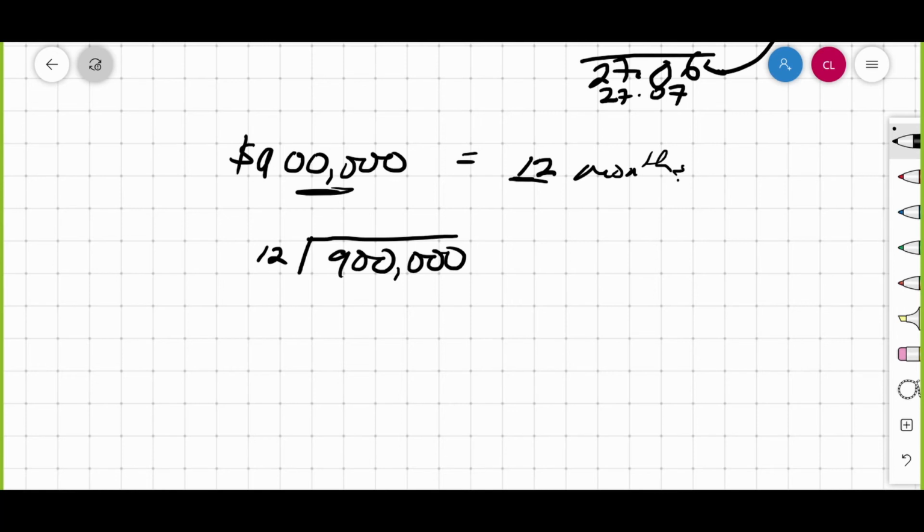All right, so we would say 6 times 12. Let's start with 6. 6 12s, we know is 72. 72, too far.